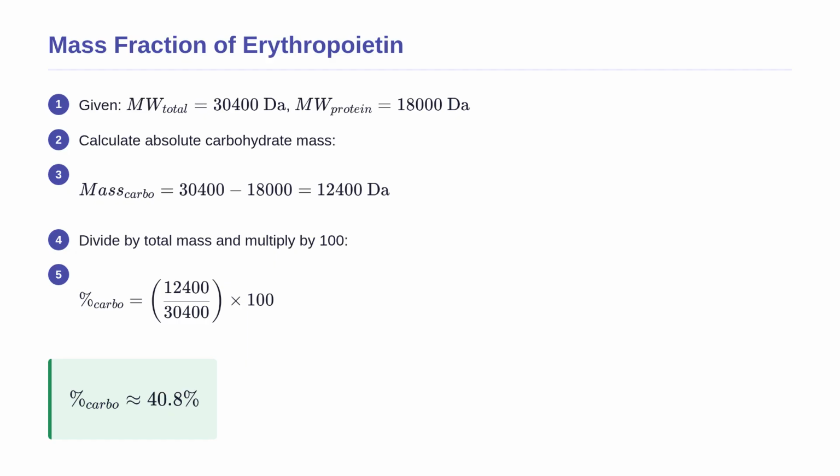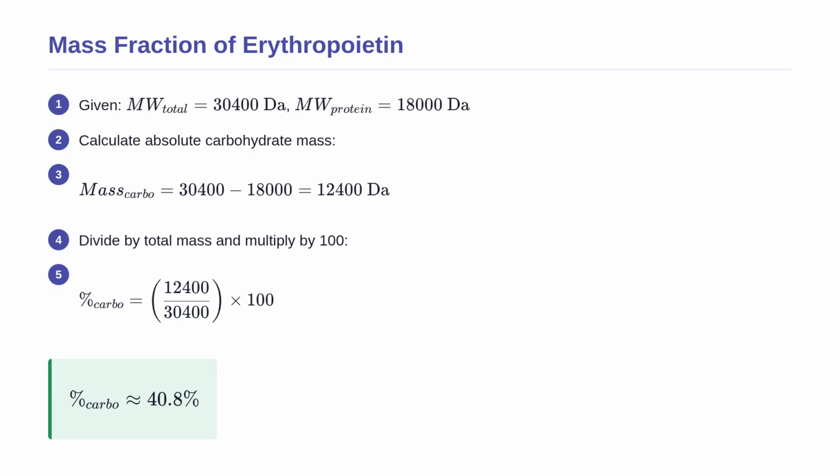Let us see this formula in action with erythropoietin, or EPO, a vital hormone for red blood cell production. We are given the total molecular weight of 30,400 daltons and the protein backbone weight of 18,000 daltons. We want to find the carbohydrate mass fraction. First, we subtract the protein mass from the total mass. 30,400 minus 18,000 gives us 12,400 daltons. This is the absolute mass of the sugar.